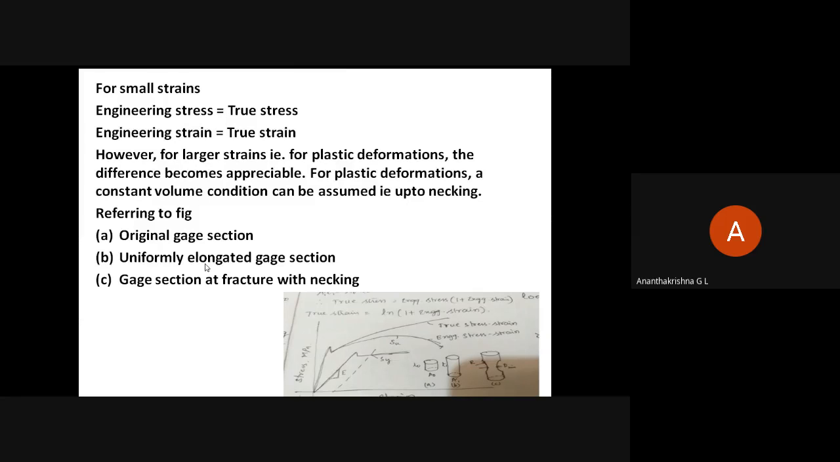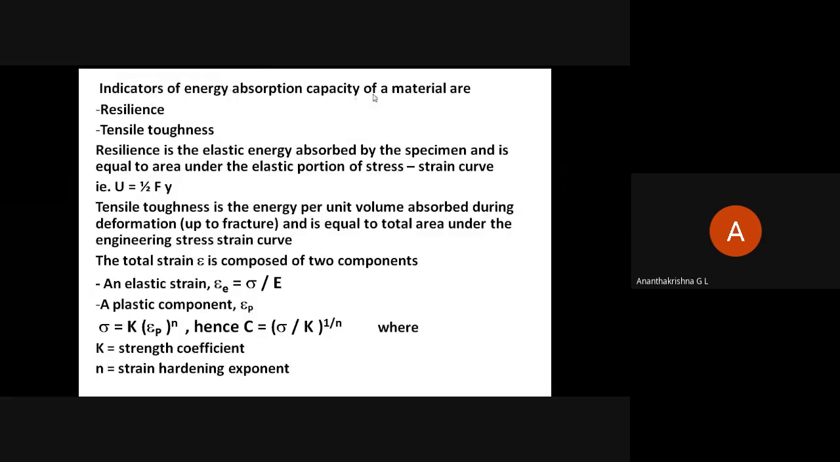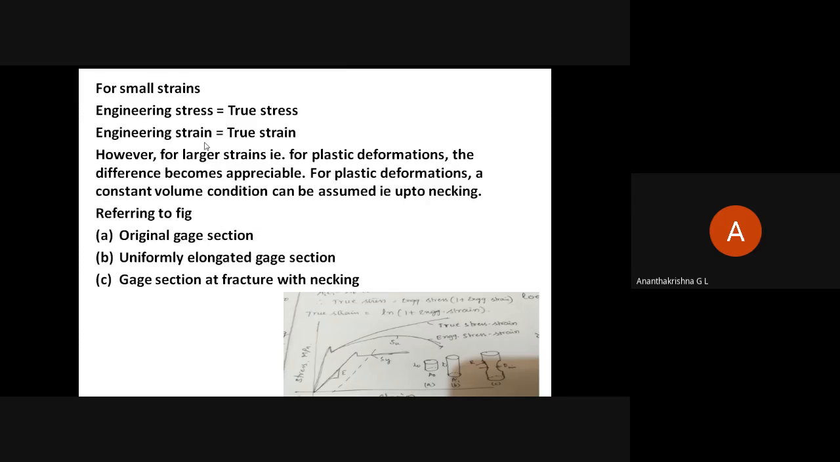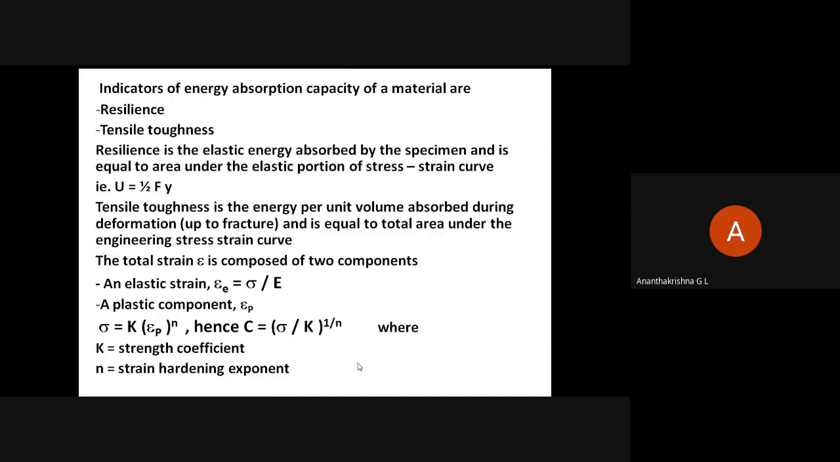Next, the indicators of energy absorption capacity of the material are resilience and tensile toughness. So what is resilience? Coming back to this, as you keep loading the component, energy is absorbed by the specimen. That energy absorbed by the material of the specimen is called the resilience.